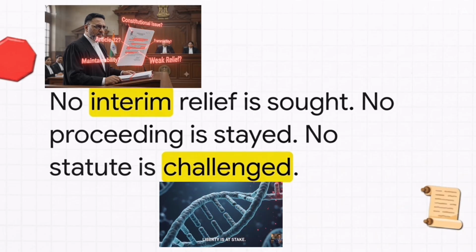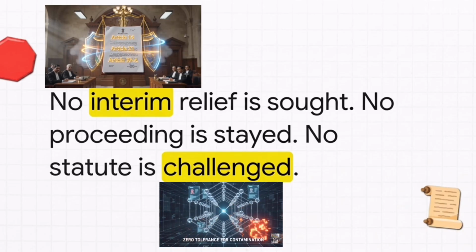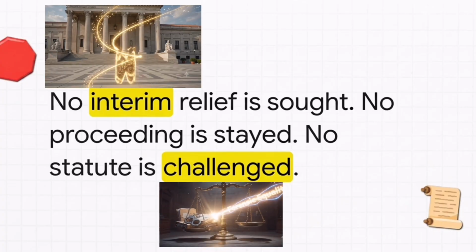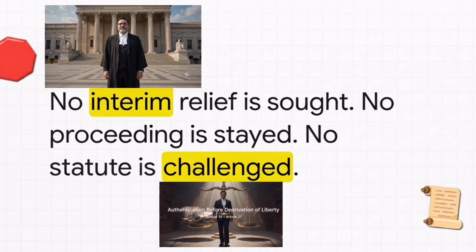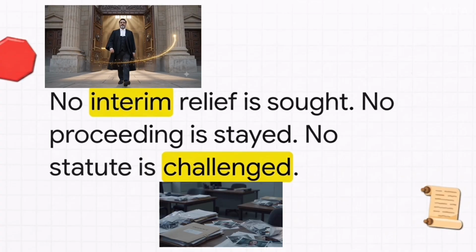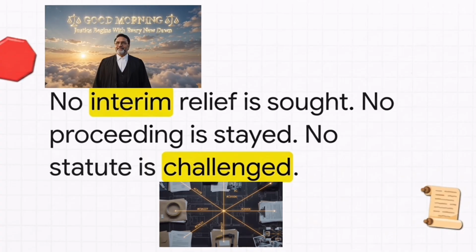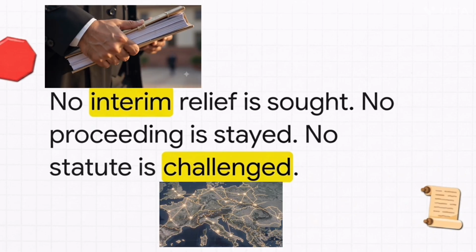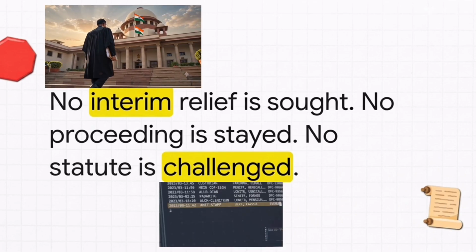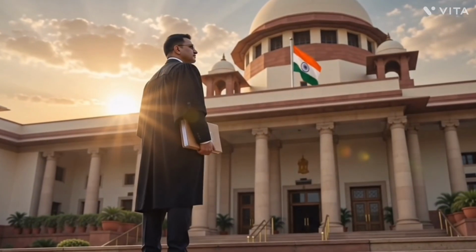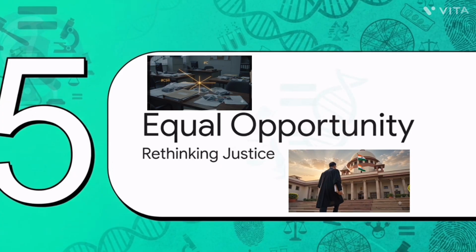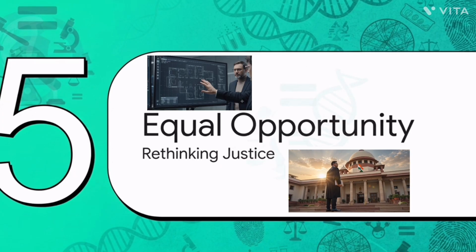Now, it is absolutely vital to understand the exact nature of this legal challenge. No interim relief is sought. No current trial proceedings are being stayed or paused, and no existing statute is being challenged or struck down. The changes they're asking for here are entirely prospective, remedial, and institutional. The entire goal is to fundamentally fix a structural deficiency for the future, not to derail the justice system we have today.